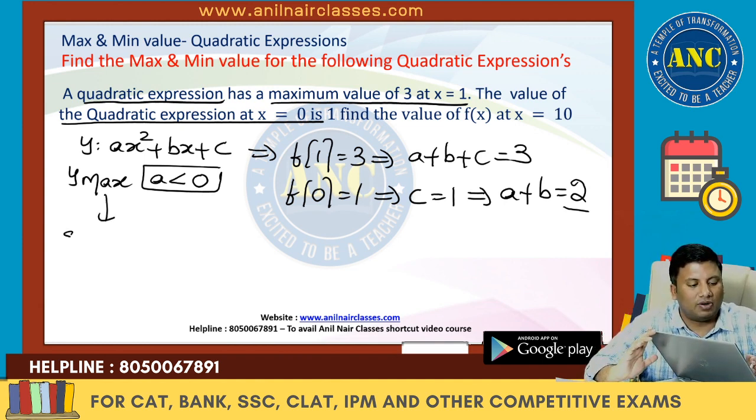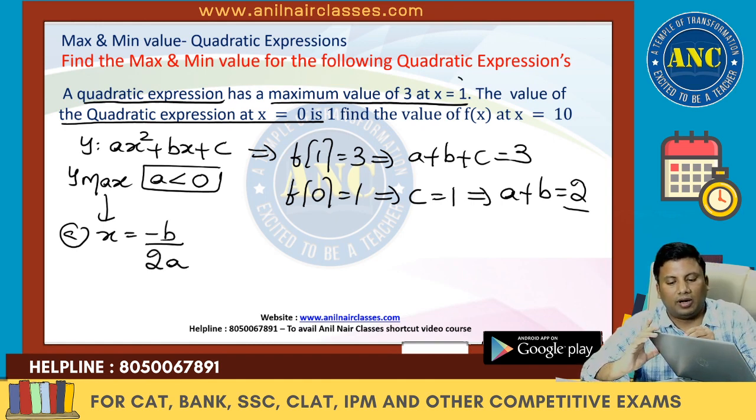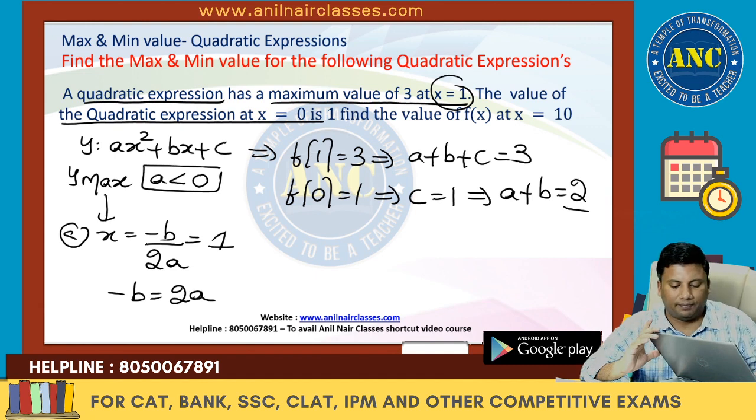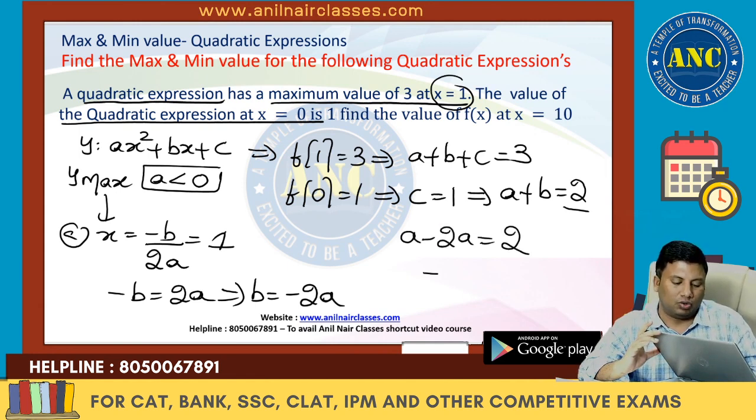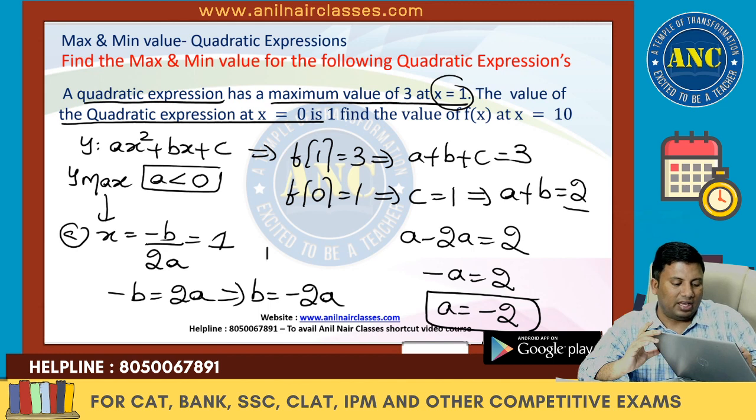y maximum will happen at x equivalent to minus b by 2a. Minus b by 2a, the value is given as 1. Minus b is nothing but 2a. b is nothing but minus 2a. a minus 2a is nothing but 2. Minus a is nothing but 2. a is minus 2. If a is minus 2, b will be 4.